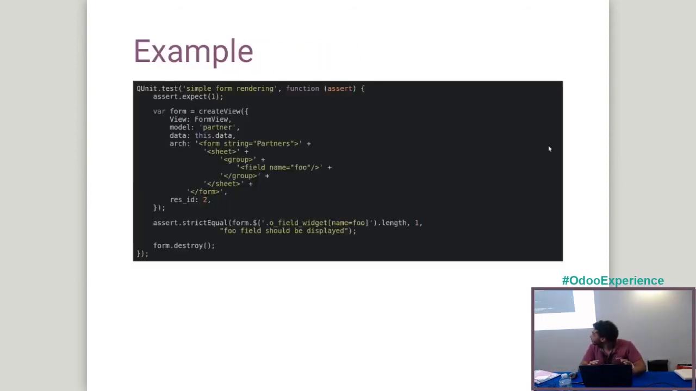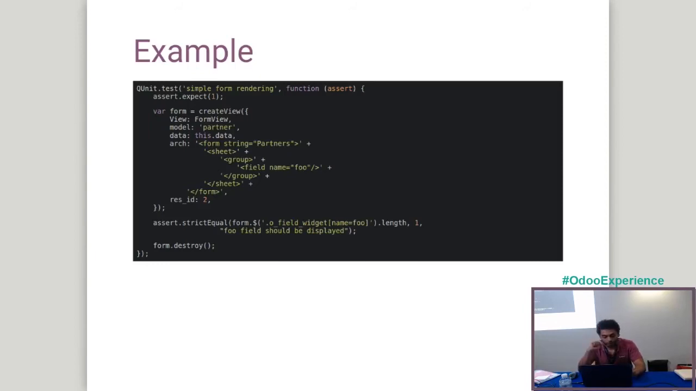That's an example of a really small test. This one creates a form view with the createView helper. This is a method that will allow you to give an arch and some parameters, and it will create a view. Then I just do an assertion to see that my field is really displayed inside the view. This is the most basic example that you can have.